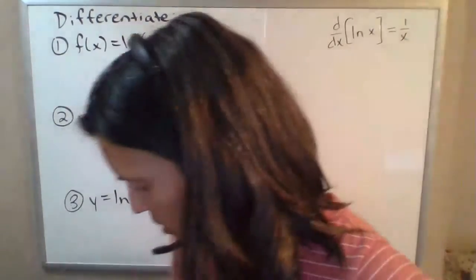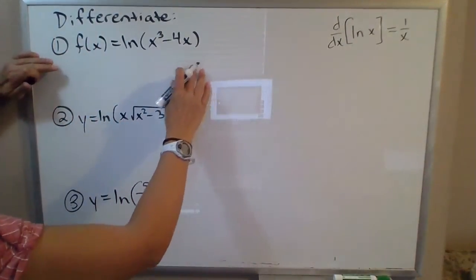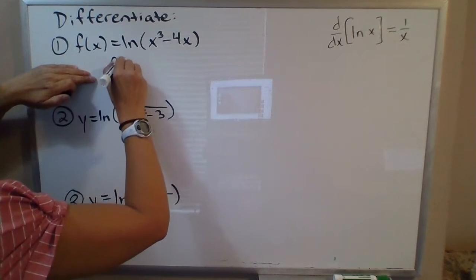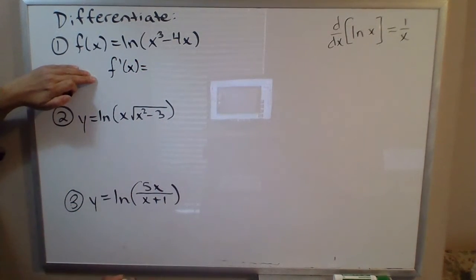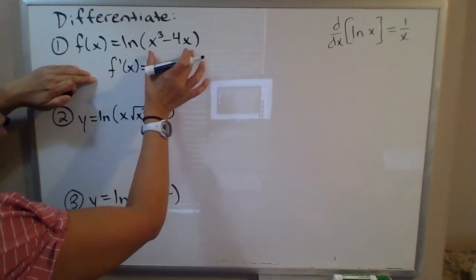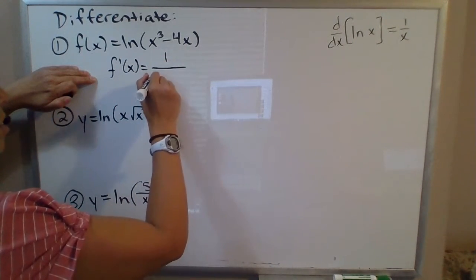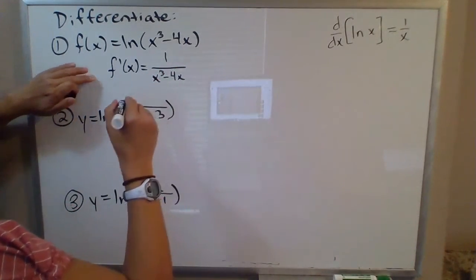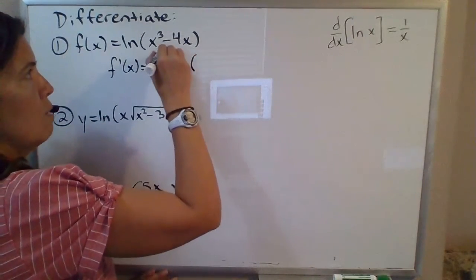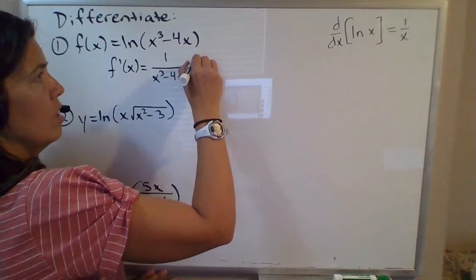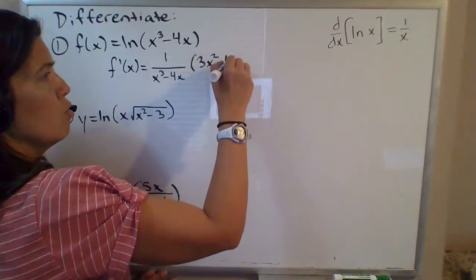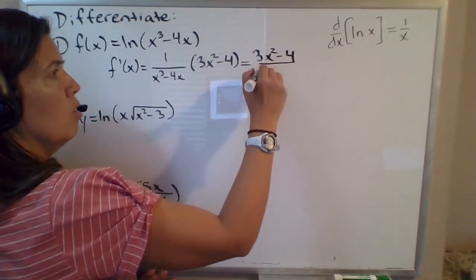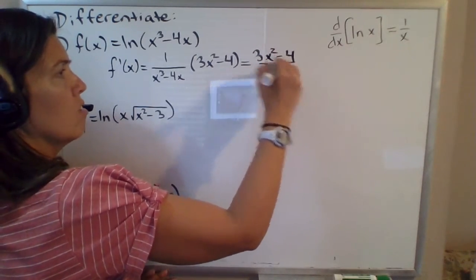So taking this first example, if f of x is equal to natural log of x cubed minus 4x, then the derivative f prime of x, using the chain rule, will be 1 over everything that's inside, so 1 over the inside, times the derivative of the inside. So times the derivative of this x cubed minus 4x, which is 3x squared minus 4. So our final answer is 3x squared minus 4 over x cubed minus 4x.